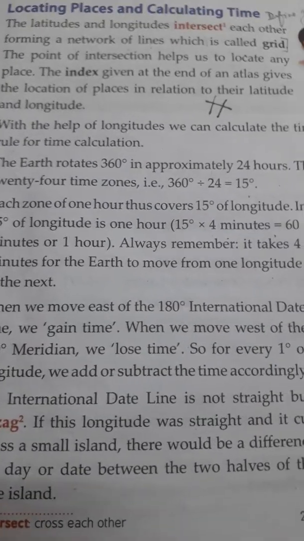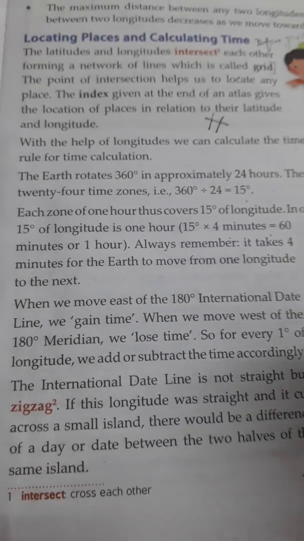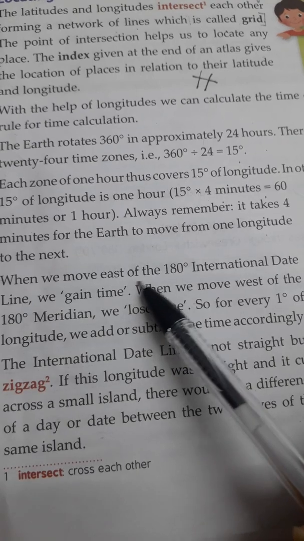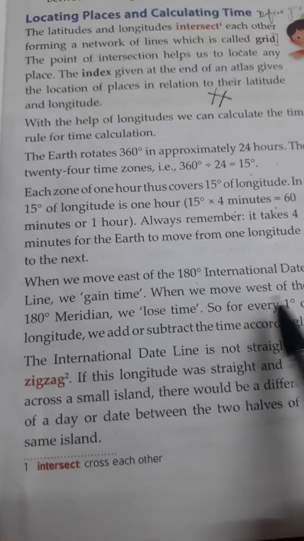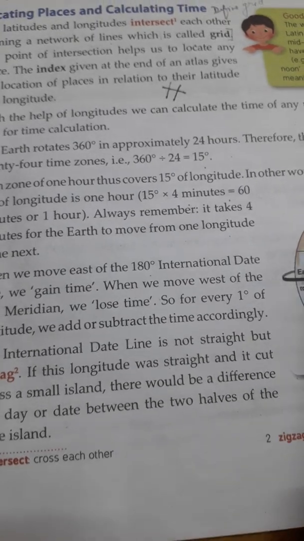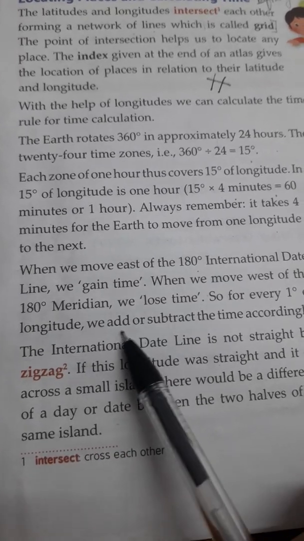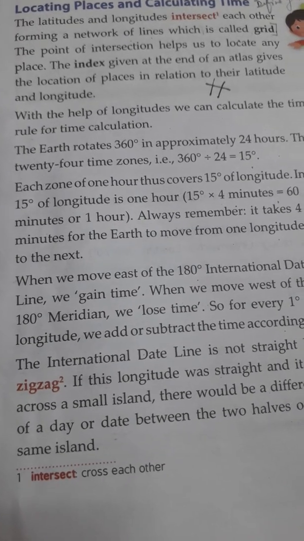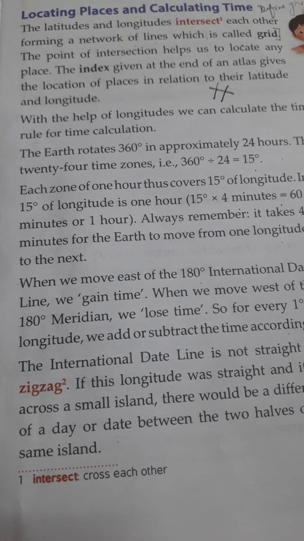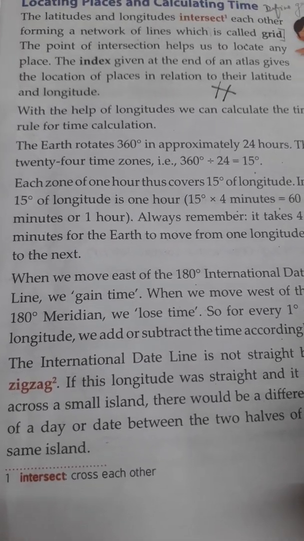So how much time does the earth take to move from one longitude to another? 4 minutes. When we move east of the direction, we gain time, and when we move west, we lose time. So for every 1 degree of longitude, we add and subtract the time accordingly. When we go towards the east, we gain time, and when we go towards the west, we lose time.